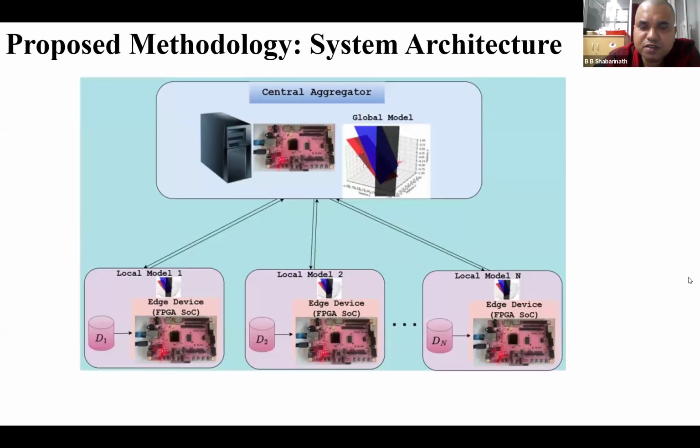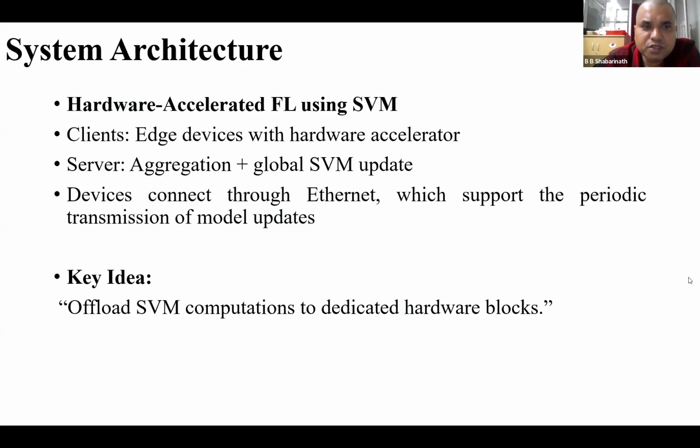So this is the proposed method. This is the system architecture, where we have the edge clients. We used an FPGA device; similarly, the aggregator is also an FPGA device. The clients are edge devices with hardware accelerators. The server acts as an aggregator which gives a global SVM update. Devices connect through Ethernet to support the periodic transmission of model updates. The key idea of this proposed method is offloading the SVM computation to dedicated hardware blocks.